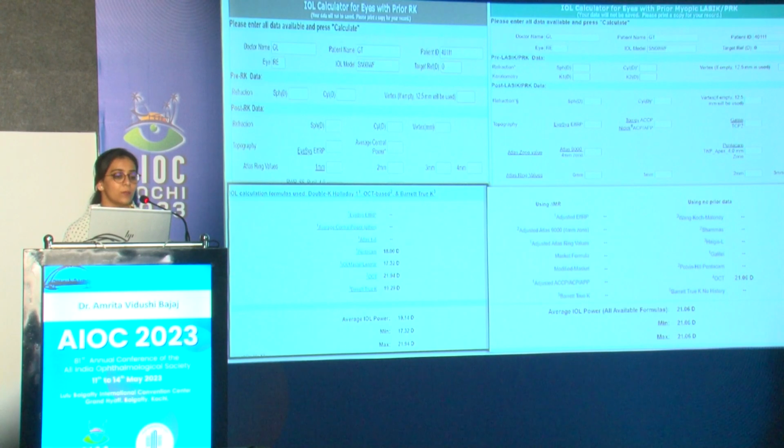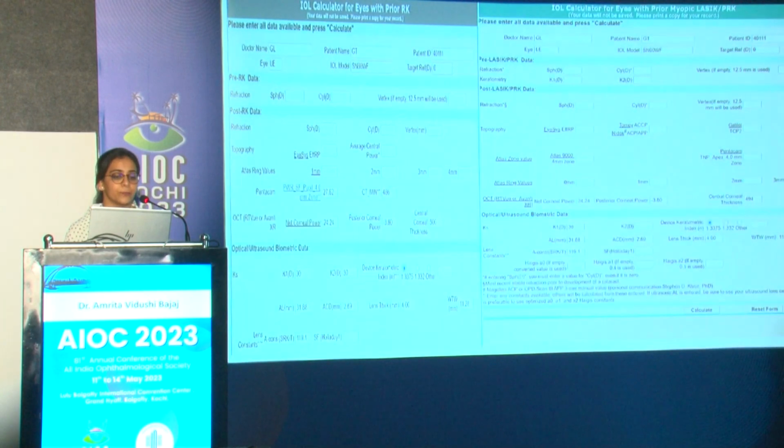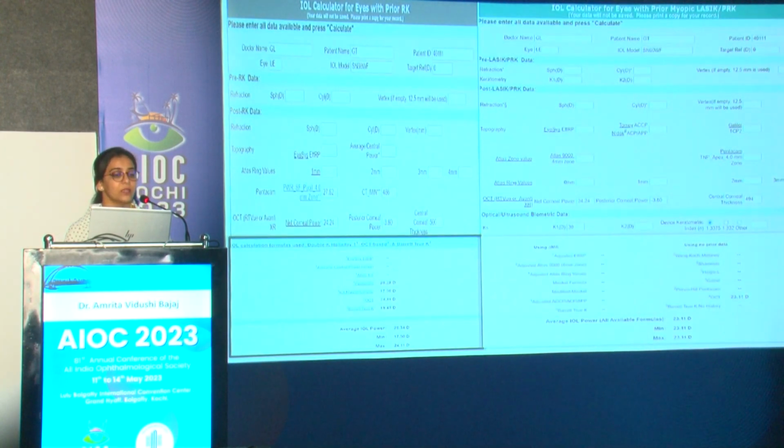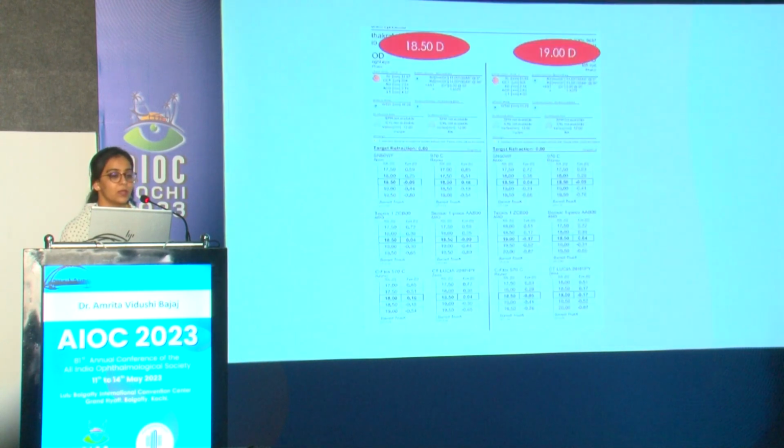The prior RK formulas gave us a wide range between 17.32 till 21.9 diopters of lens powers. And in the prior myopic LASIK, when we started putting the data, we could only get ahead with the OCT-based formula, and no other formula was being calculated by the web-based calculator. A similar thing went ahead with the left eye also, and the range was from 17.5 till 24 in the right, and from the OCT-based formula, we got 23.